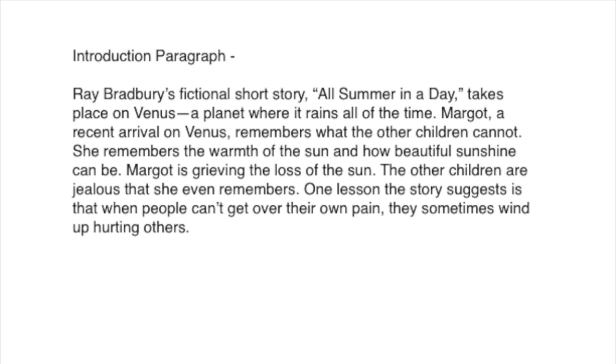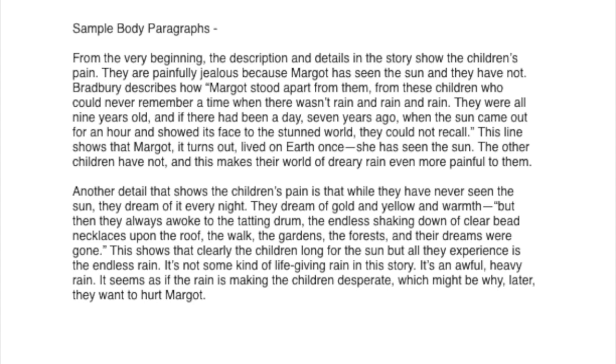Here it goes. Ray Bradbury's fictional short story, All Summer in a Day, takes place on Venus, a planet where it rains all of the time. Margot, a recent arrival on Venus, remembers what the other children cannot. She remembers the warmth of the sun and how beautiful the sunshine can be. Margot is grieving the loss of the sun. The other children are jealous that she even remembers. One lesson the story suggests is that when people can't get over their own pain, they sometimes wind up hurting others. So that last sentence would be my theme. And notice how I crafted that summary to outline the pain that's going on between the kids.